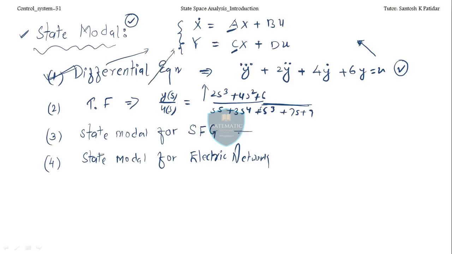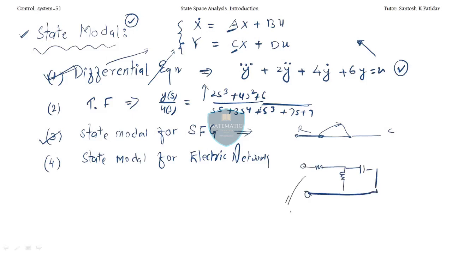Now the SFG: they'll give some signal flow graph like this, with R and C, and they will say find out the state model. So we can do the state modeling for this also. And the electrical network: last, they will give an electrical network like this, and they will say find out the state space model. So for all these four things we can find out. In the next lecture we are going to find out that only.